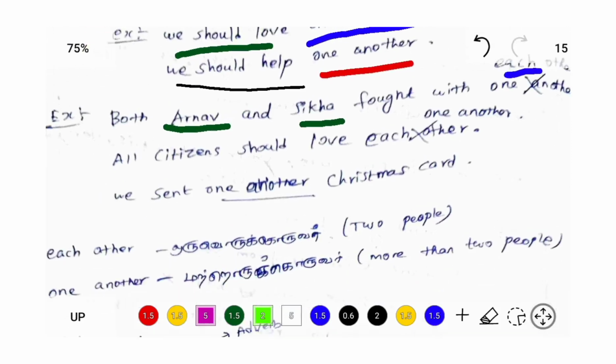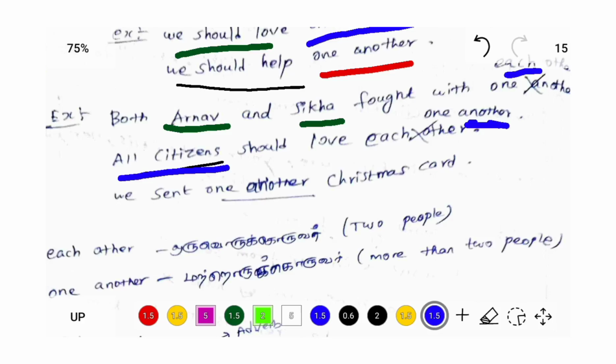See the next example. All citizens should love dash. All citizens denotes more than two people, so we use one another. All citizens should love one another.